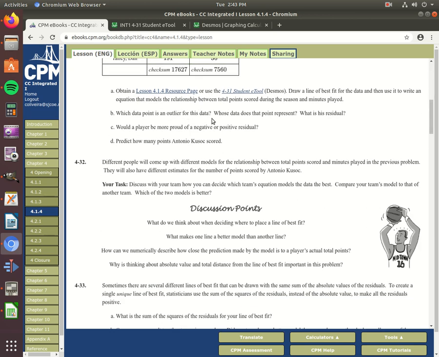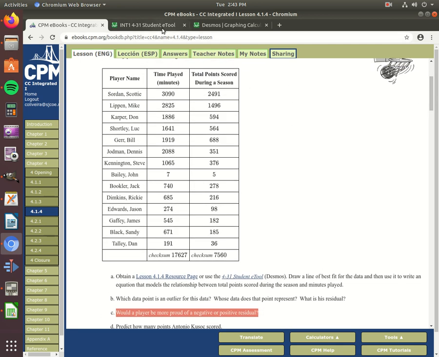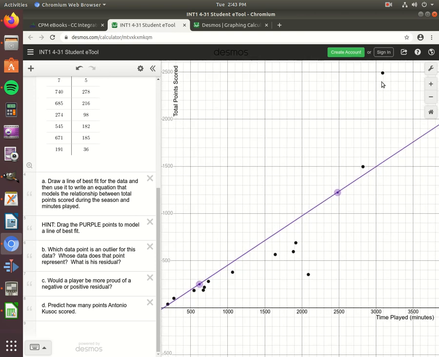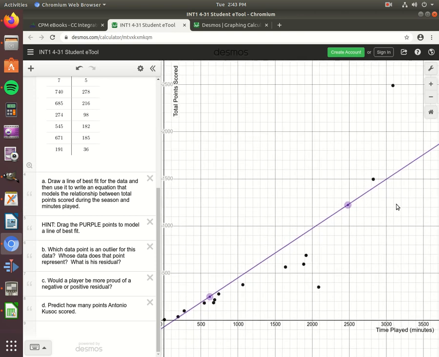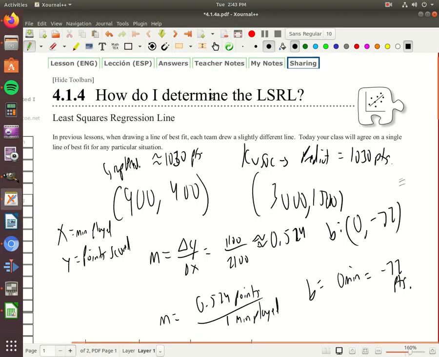What data point is an outlier? Obviously Jordan. And what data point does that represent, and what is his residual? Well, Jordan was way up here, right? Jordan was way up here, and his residual ended up being, I don't know, 30, 90, 24, 91. I'm going to have to go back and write that again, unfortunately.